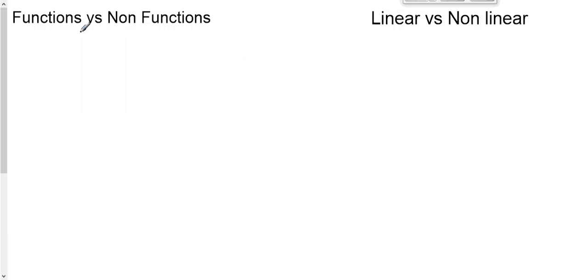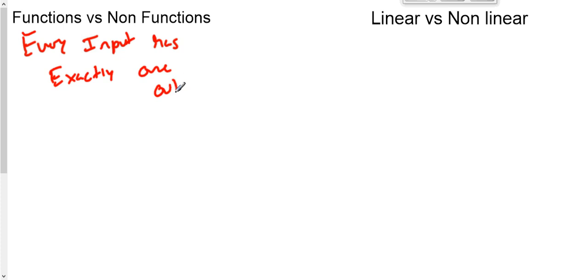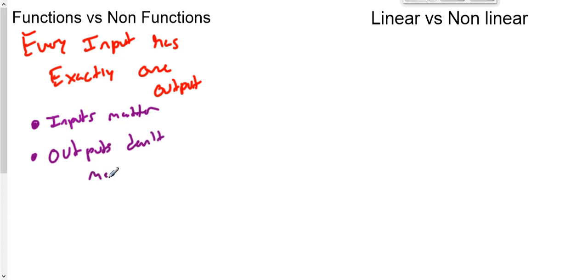We're also going to talk about functions versus non-functions, linear versus nonlinear. So in order to be a function, every input has exactly one output. What this is saying, in a little bit simpler terms, is that the inputs matter more than anything else. The outputs don't matter as much.